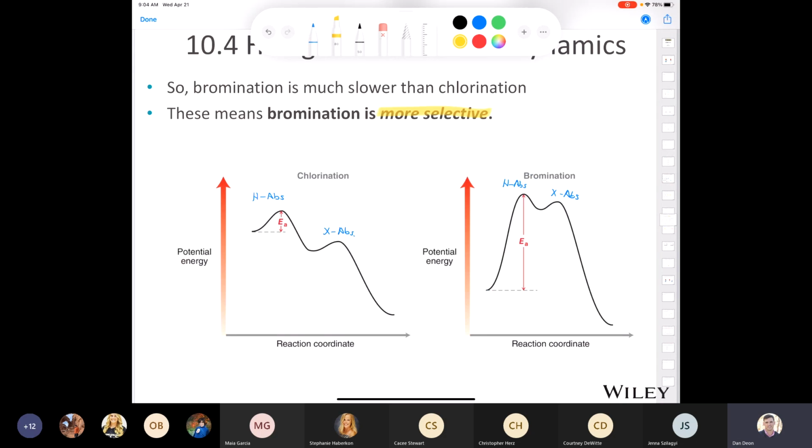Now, do you remember the Hammond postulate? We talked about the Hammond postulate a little bit earlier on in this class. The Hammond postulate is basically examining the transition state here at the top of the activation energy for the first step. The structure of the intermediate in this first step here is more closely going to resemble the reactants, whereas the structure of the intermediate here in the first step is going to more closely represent the intermediate radical that's formed in the first step. And there's some very significant consequences of this. Let me show you what I mean.